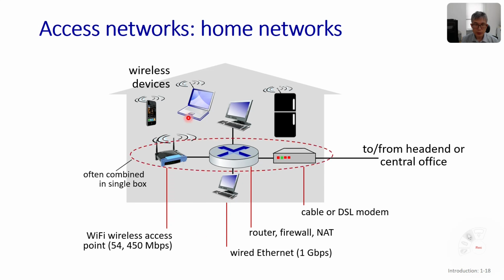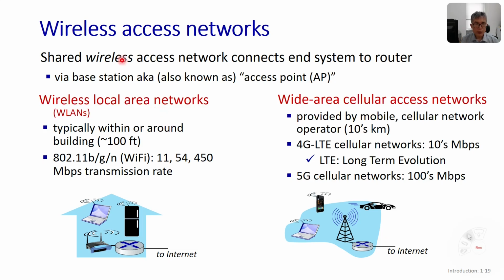So many kinds of wireless devices can connect to Wi-Fi, or connect to LTE or 5G directly. Wireless access networks share the wireless access network to connect end systems to the router using an access point, which is a base station. AKA stands for also known as. So for wireless local area network and wide area cellular access network, we have two kinds.